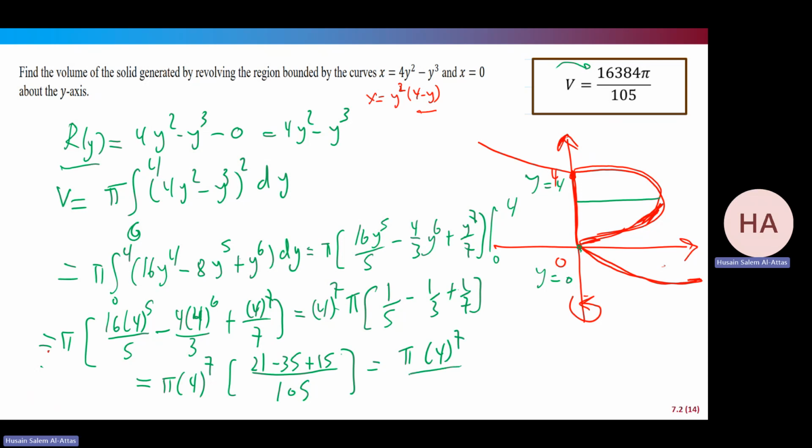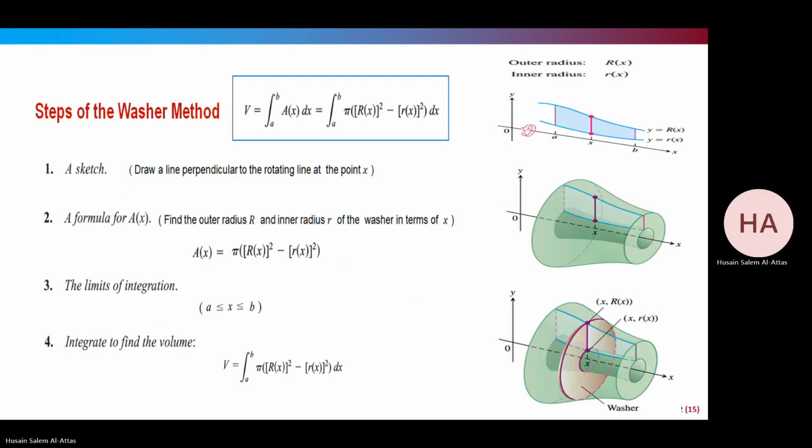4 to the power 7 over 105. If we do the calculator, 16384 over 105. Okay. That will lead us to the washer cases.